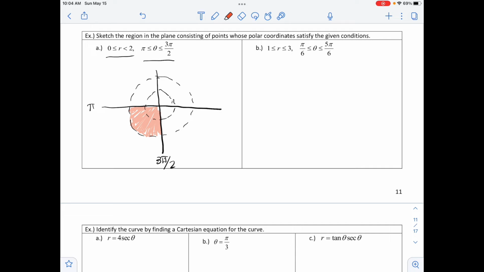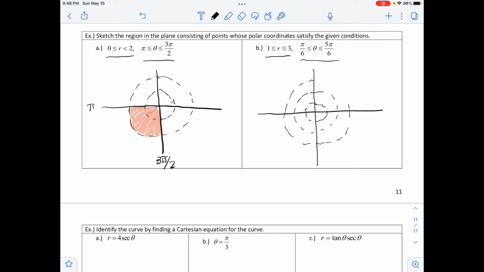And so again, the radii could be between 0 and 2. The second one says that r is going to be between 1 and 3, and theta is going to be between pi over 6 and 5 pi over 6. So sketching this on our polar coordinate plane, since the radii is going to be between 1 and 3, I'm going to make 3 circles. So one with a radius of 1, the next with a radius of 2, and the third one with a radius of 3.